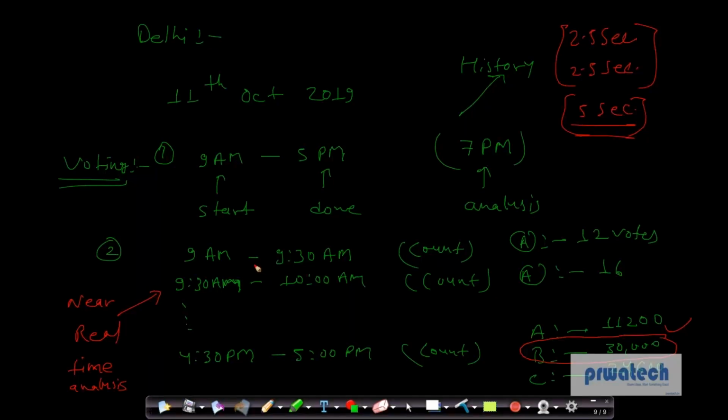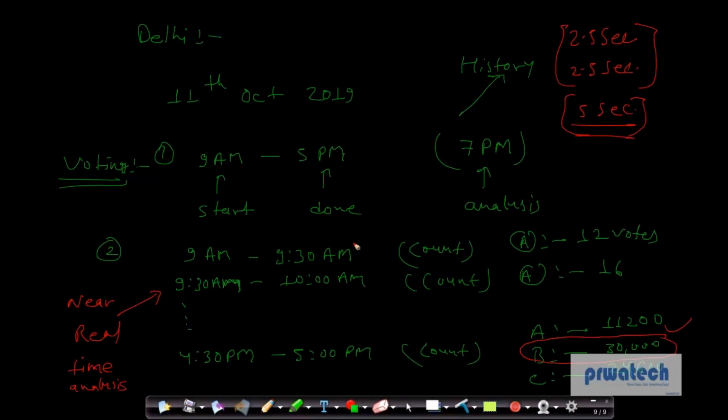This is a near real-time analysis. In near real-time data analysis, you don't care about the data, you care about the time. You say that you will take care of 30 minutes of data in one cycle. If it is very frequent, if it is happening every 5 seconds, you can say that after every 5 seconds, I will do my analysis.